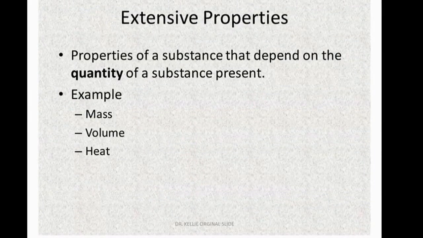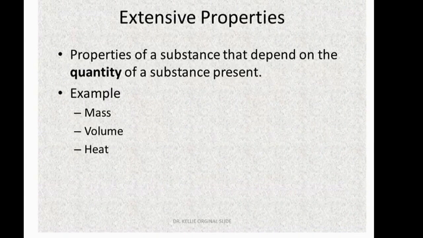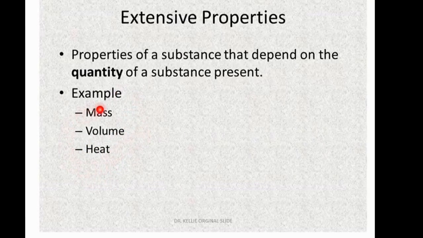Extensive properties are properties of a substance that depend on the quantity of a substance present. In other words, the descriptor for a substance's extensive properties would change depending on the quantity. Mass changes depending on how much you have, volume changes on how much you have, and the amount of heat given off during a change depends on how much you have. So those would all be examples of extensive properties.